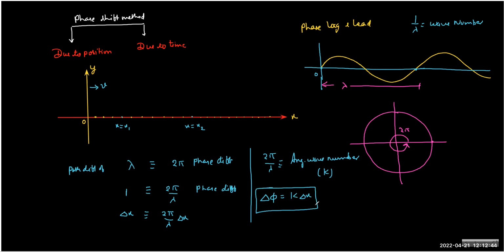So now the question is, what is the meaning of lag and lead? The whole idea is, if a wave is traveling towards the right, then the one which receives the wave first will lead, and the one which receives the wave later will lag. That's the whole idea. So if I assume the wave is traveling towards the right, then which particle will lead between x1 and x2? Who will lead and who will lag? So we can say x1 will lead and x2 will lag by a phase difference of how much?